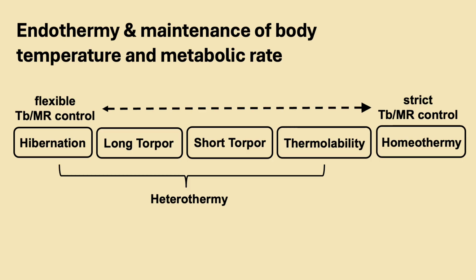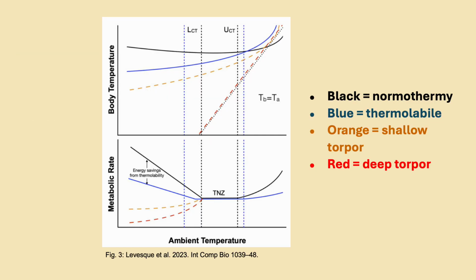Here is just a spectrum of the different ways that mammals are known to regulate body temperature and metabolic rate, which can be very flexible, as in the instance of hibernation and various forms of torpor, which we call heterothermy, or it can be very strict control of body temperature and metabolic rate, which we term homeothermy, which is very familiar to us as humans because that is what we do. Importantly, each of these ways to regulate body temperature and metabolic rate has an associated energetic cost.